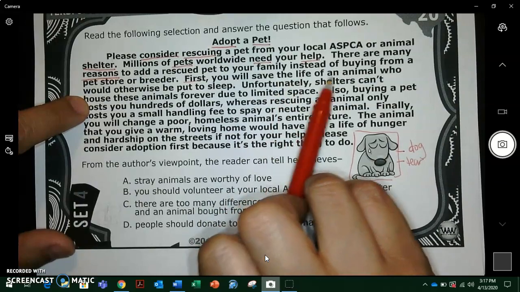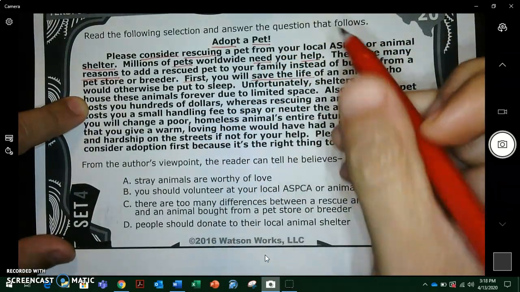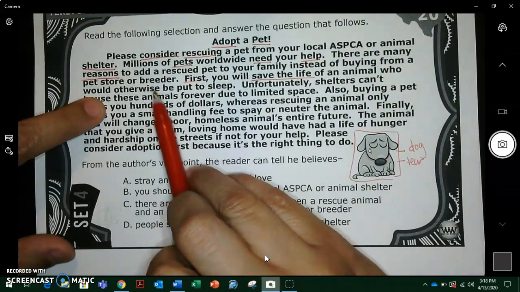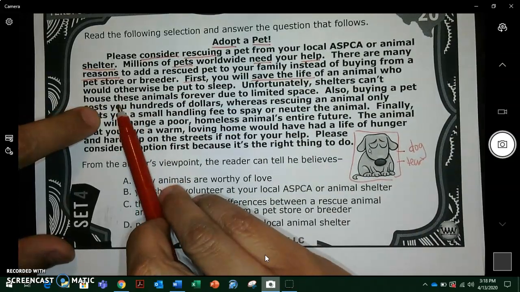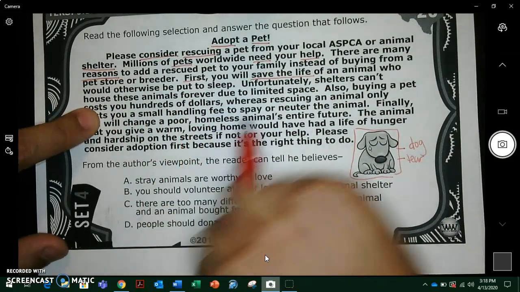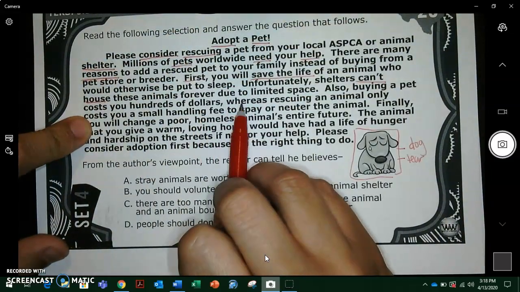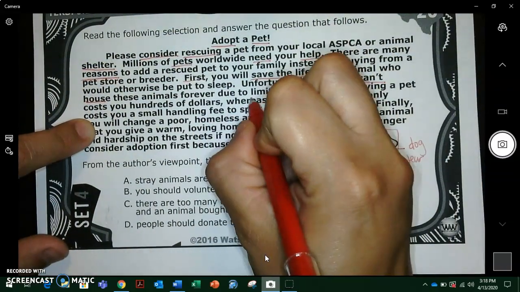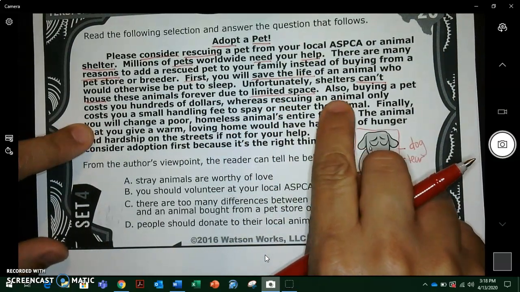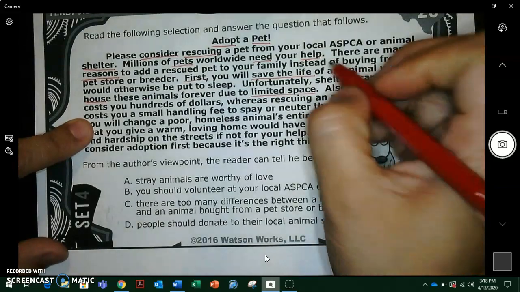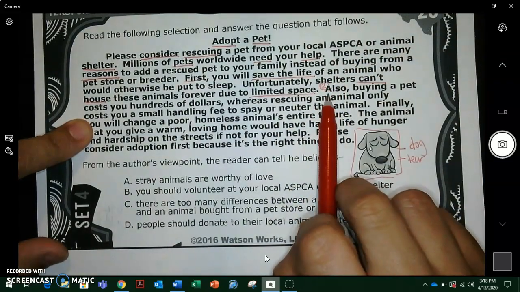First, you will save the life of an animal. Oh, so what's my first reason? Because you get to save the life of an animal who would otherwise be put to sleep. Unfortunately, shelters can't house these animals forever. Look, they cannot house them forever due to limited space. What was the reason they couldn't house them? There's limited space, right? Also, buying a pet, this must be my reason number 2.